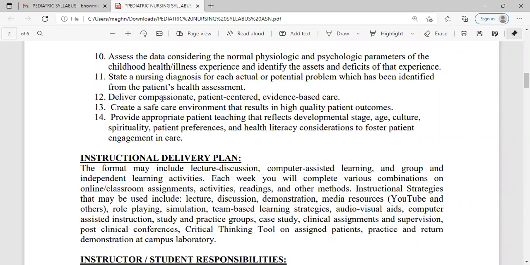Deliver compassionate, patient-centered, evidence-based care. So, my friends, here I want to tell you, you see, evidence-based, patient-centered, compassionate, right? Health assessment. Every student must know these keywords. As I told you, evidence-based. If you do not know what it is, how will you answer, right?